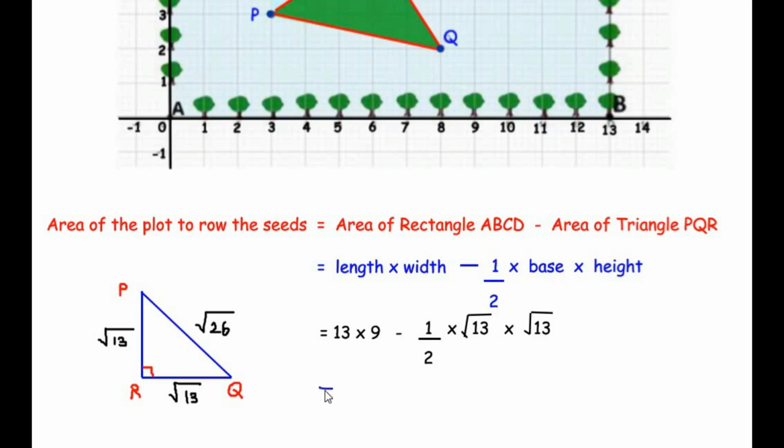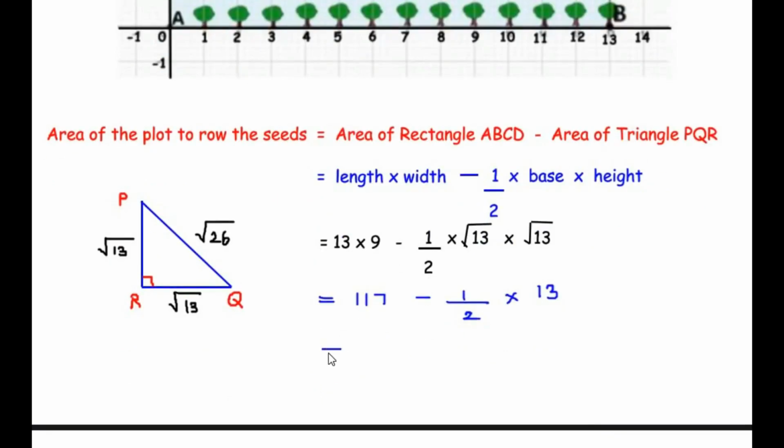Now 13 times 9 gives us 117 minus 1 over 2 times square root of 13 times square root of 13 gives us 13. Now let us further simplify this. We get 117 minus half of 13, which is 6.5. So 117 minus 6.5 gives us 110.5 and the unit is meter square. So we got the area where the students can sow the seeds. Now let us move on to the OR question.